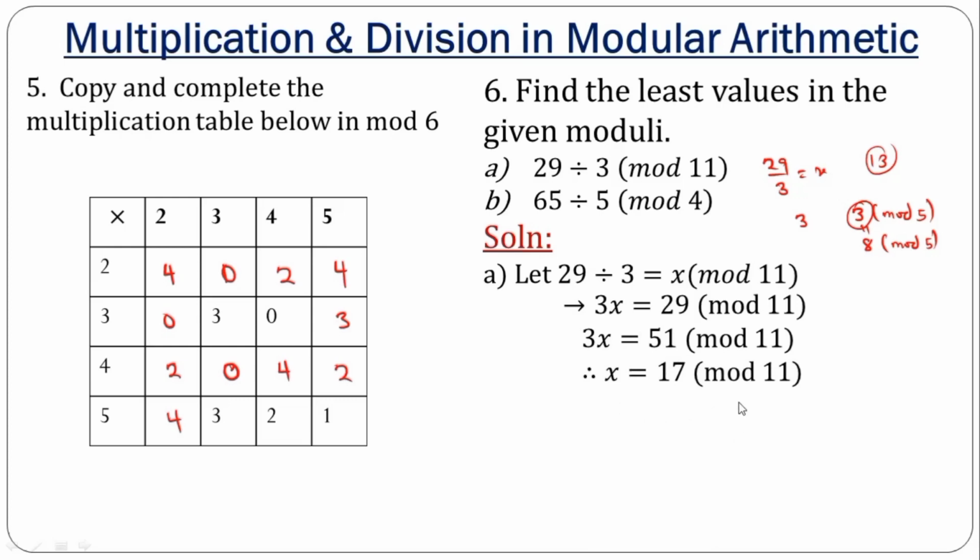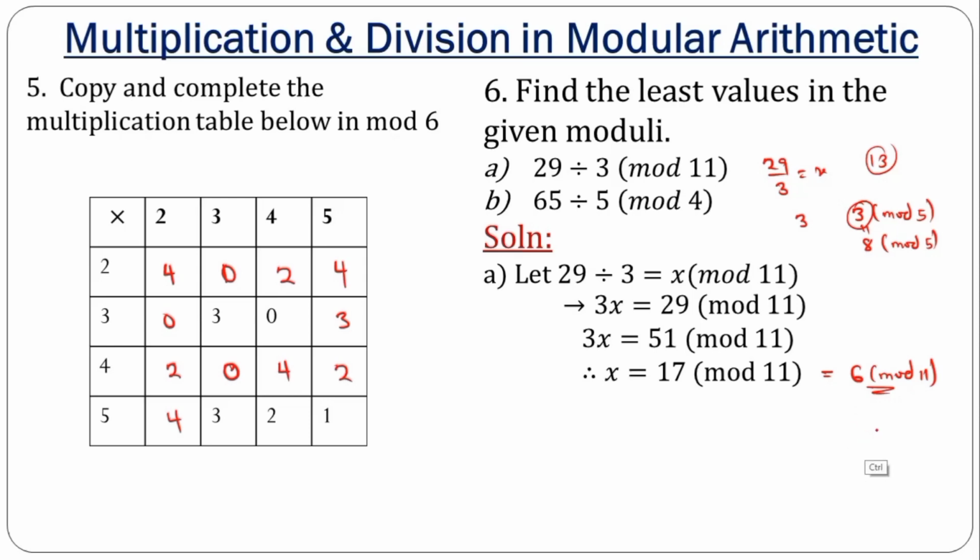And so, although this is not the end here, because we can actually write 17 in a lesser mod in 11. Of course, if you divide 17 by 11, that's now going to give you 1 remainder 6. So it's actually equal to 6 in mod 11. And that is our solution.